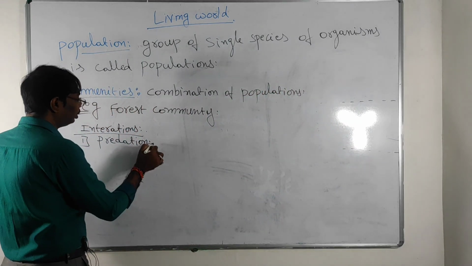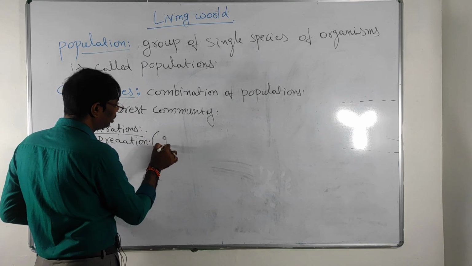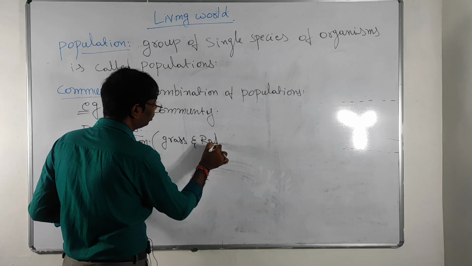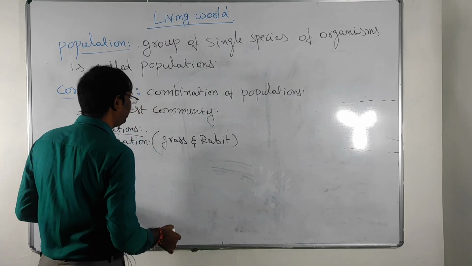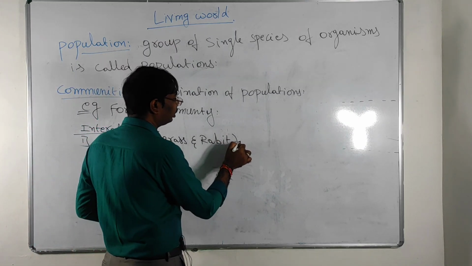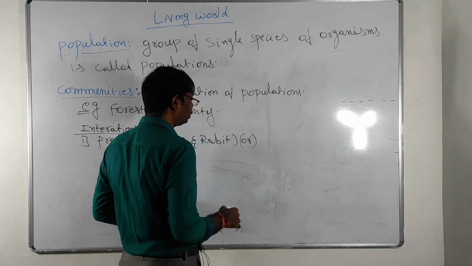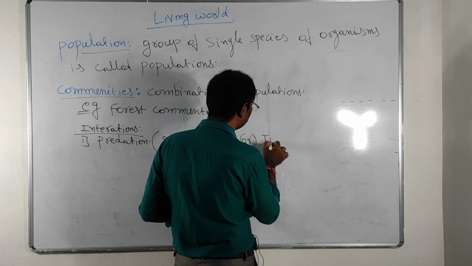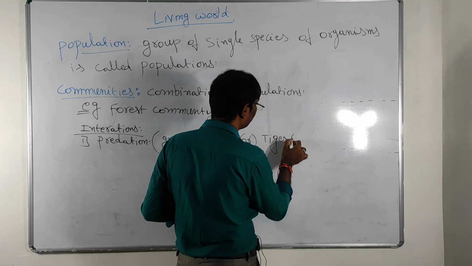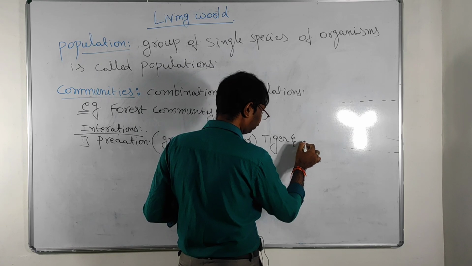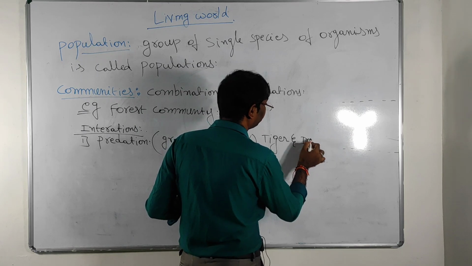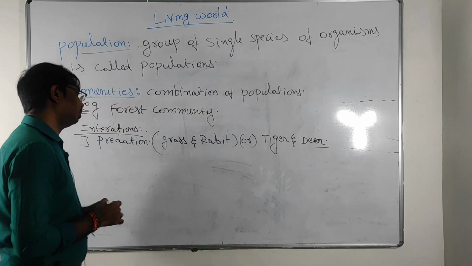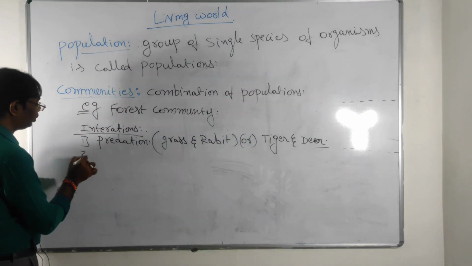So for predation, I will give the example of the grass and rabbit relationship. I will give another example also: grass and rabbit is one example, and another one is tiger and deer. So this is one type of interaction.